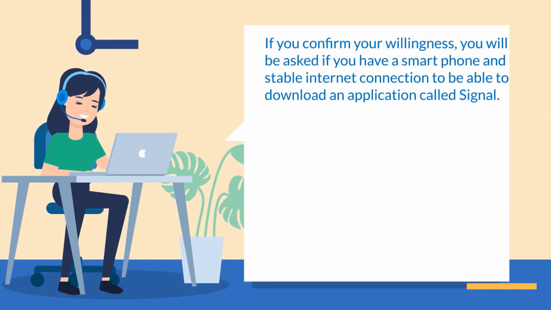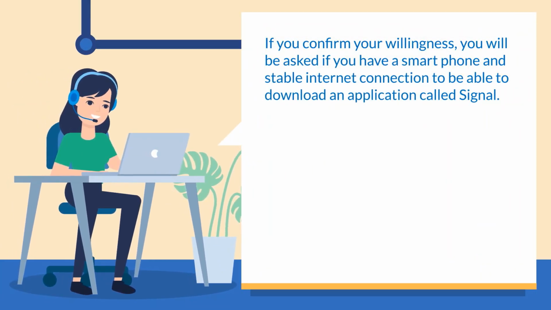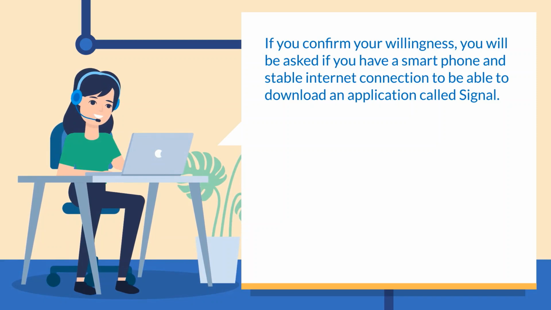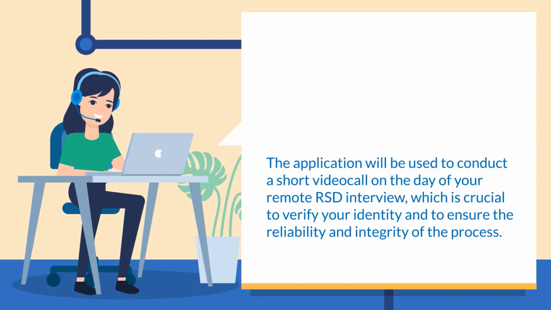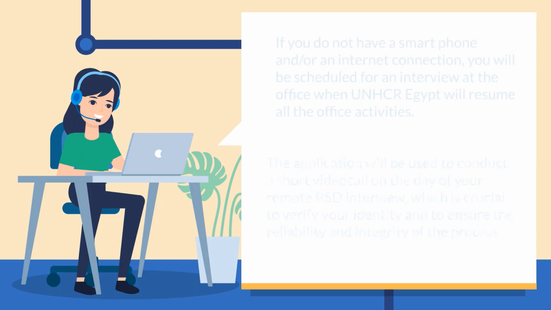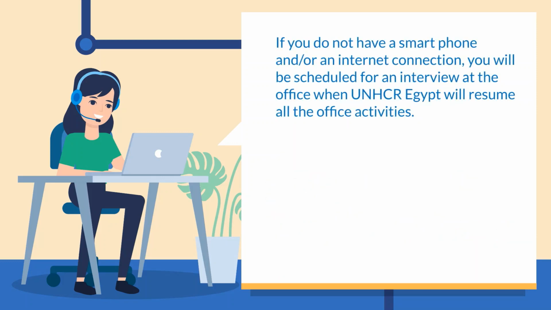If you confirm your willingness, you will be asked if you have a smartphone and stable internet connection to be able to download an application called Signal. The application will be used to conduct a short video call on the day of your remote RSD interview, which is crucial to verify your identity and to ensure the reliability and integrity of the process. If you do not have a smartphone and/or an internet connection, you will be scheduled for an interview at the office when UNHCR Egypt will resume all the office activities.